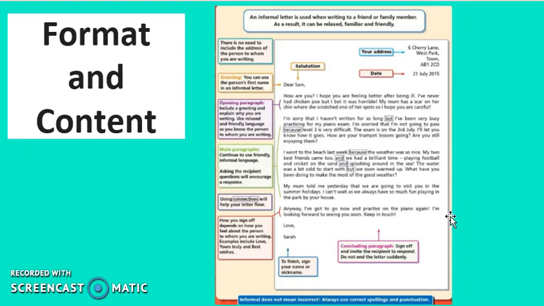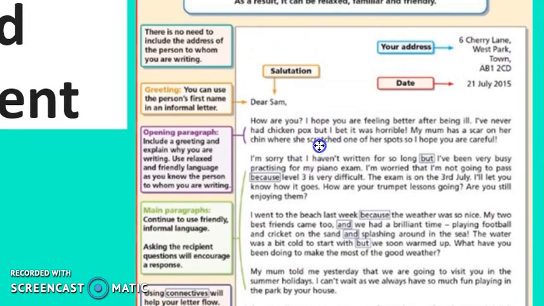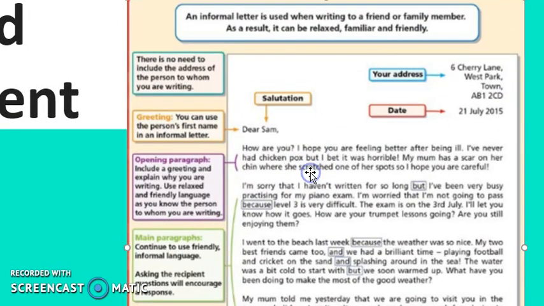But depending on the number of words the certification exam is asking you is the number of paragraphs you are going to write. So according to the content, what do we have to write in the content? I'm going to zoom in a little bit so we can see. Here, an informal letter is used when writing to a friend or family member. As a result, it can be relaxed, familiar, and friendly.